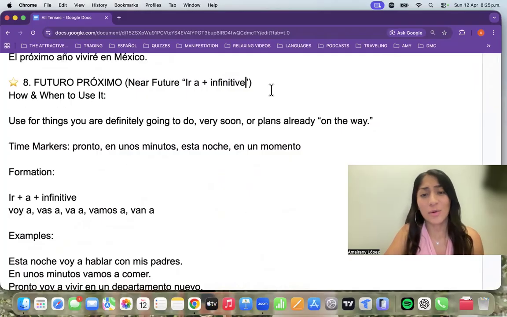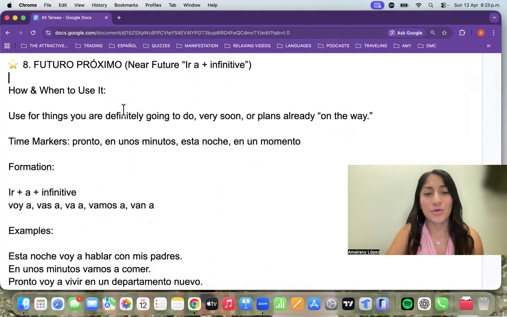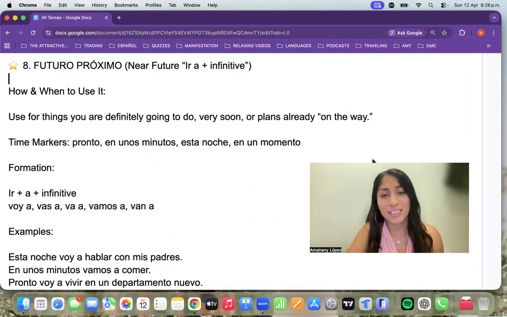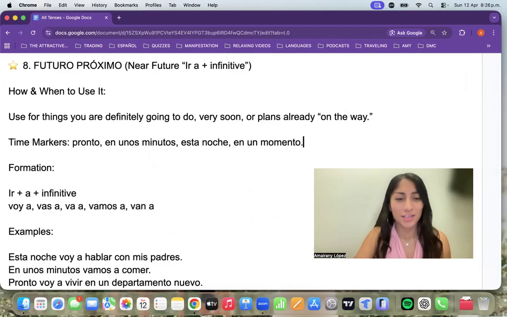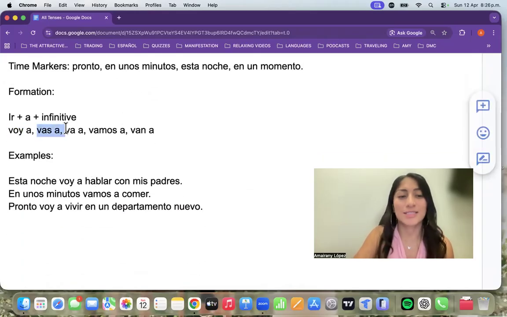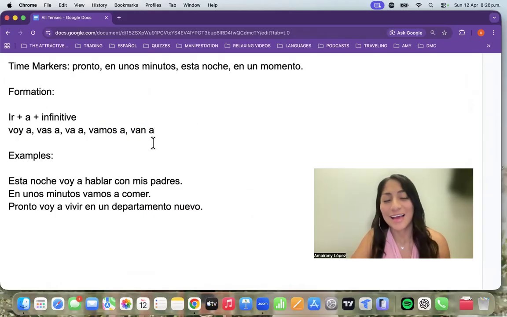Okay, so how and when to use it? Use it for things you are definitely going to do very soon or plans already on the way. Time markers: pronto, en unos minutos, esta noche, en un momento. Okay, so voy a would be I am going to. Vas a, you're going to. Va a, she or he is going to. Vamos a, we're going to. And van a, they are going to.